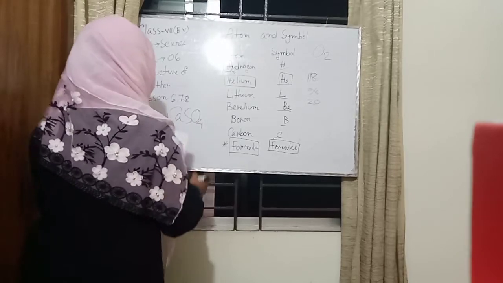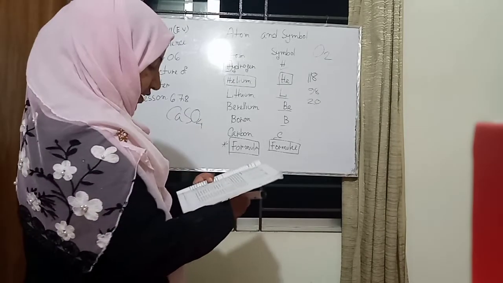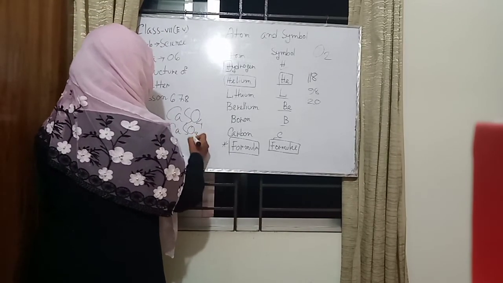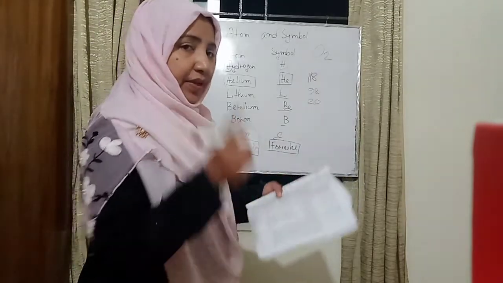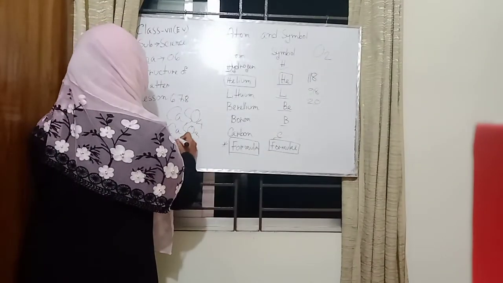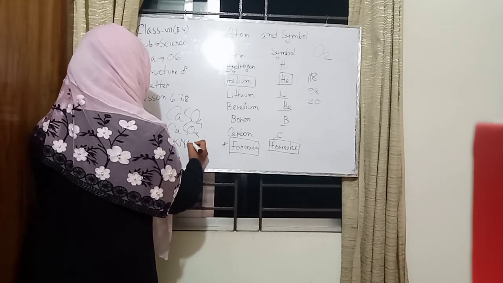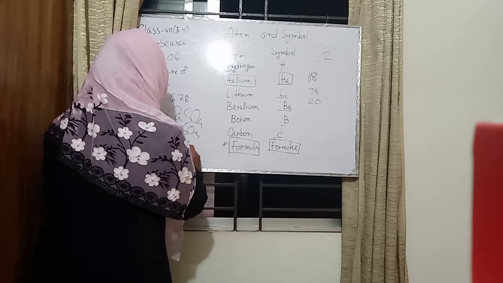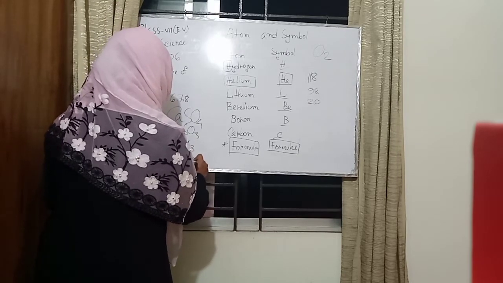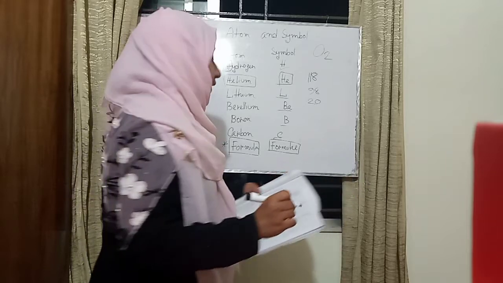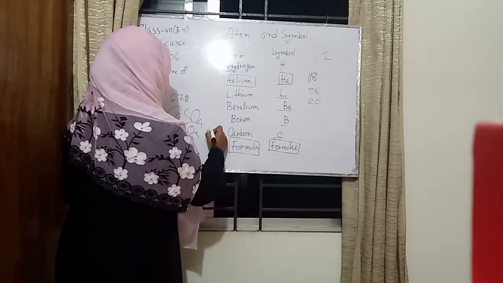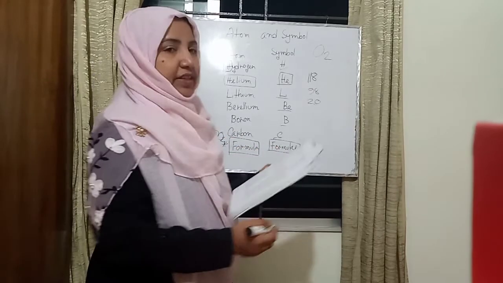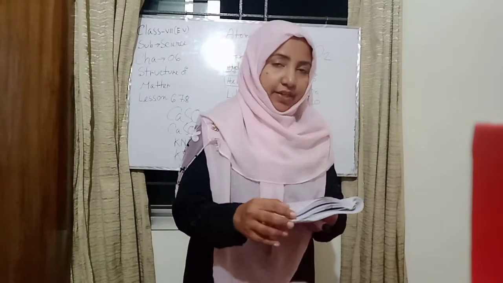CaSO4: the pronunciation is calcium sulfate. CaSO3: the pronunciation is calcium sulfite. KNO3, potassium nitrate, and KNO2, potassium nitrite. AlPO4, aluminium phosphate, and so on.